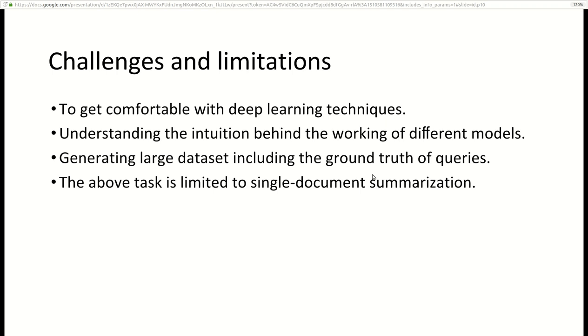So the challenge was to get comfortable with deep learning techniques, understanding the intuition behind the working of different models. Models here meaning the models we used for different things like orthogonality and similarity reduction, and other models such as GRUs, LSTMs, etc. Generating large datasets including the ground truth of the queries was also a challenge, and one limitation we had was that it is limited to single document summarization. It did not include multiple document summarization.